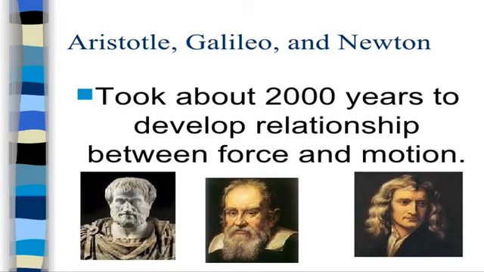So next came Sir Isaac Newton. What did Sir Isaac Newton say? He developed the concepts of Aristotle and Galileo Galilei, and he gave out the laws of motion. He gave out 3 laws of motion, which is what we are going to learn now. All these were brought about by these 3 people, and it took nearly 2000 years to develop the relationship between force and motion.